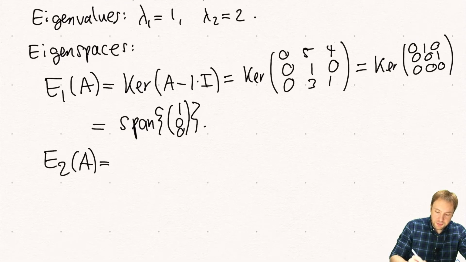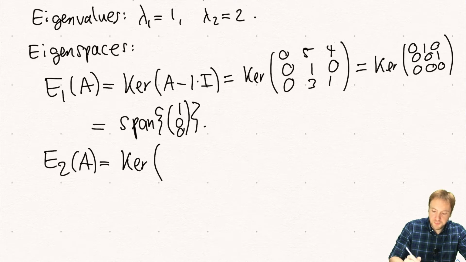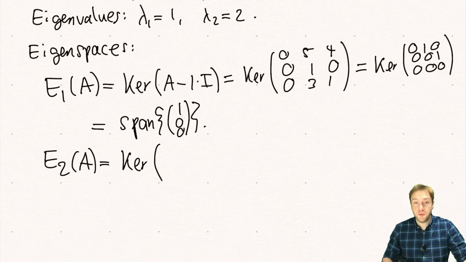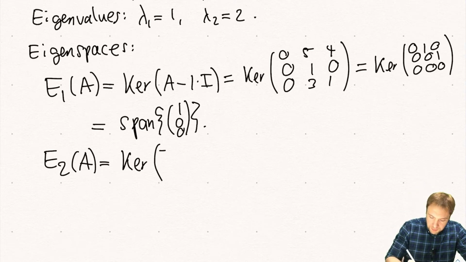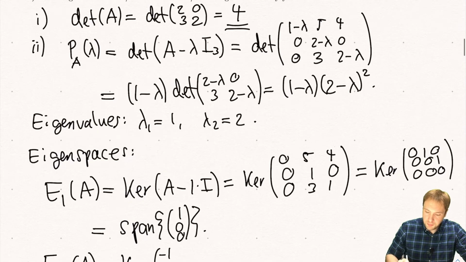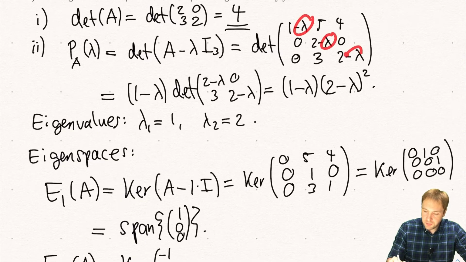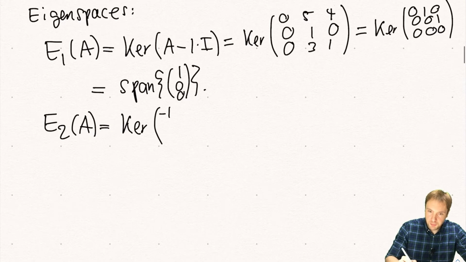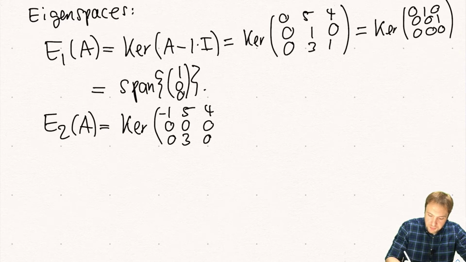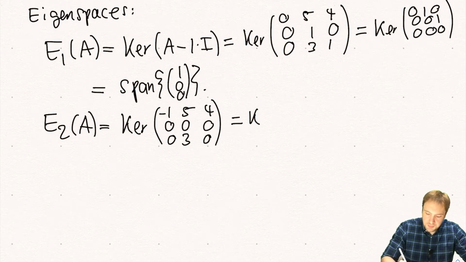In a similar way, this is the kernel of the matrix A, where we subtract 2s on the diagonal. So there it's minus 1. So here we need to plug in 2. So it's minus 1, 5, 4, 0. And here now it's 0, 0, 0, 3, 0. And this is again the same.